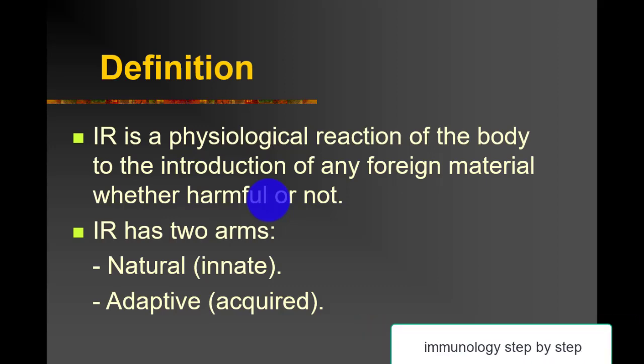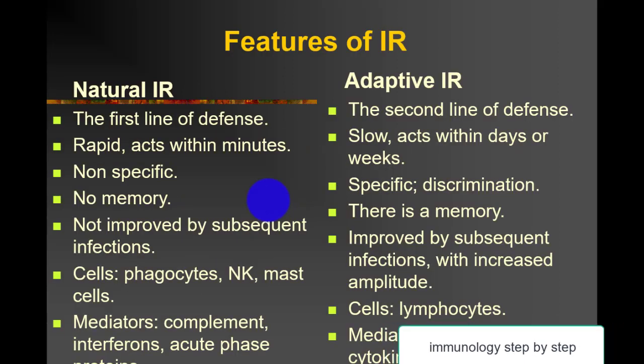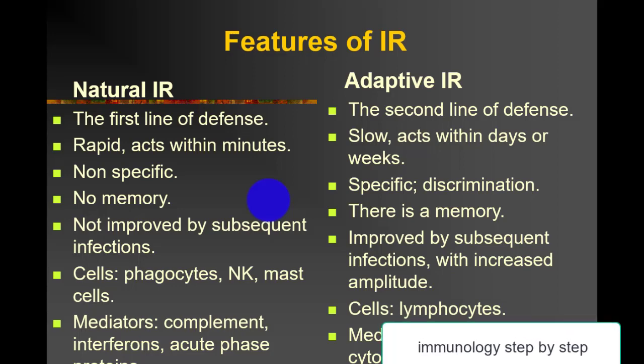The immune response has two arms: natural (innate) and adaptive (acquired). The difference between them: the natural immune response is the first line of defense. It is rapid and acts within minutes. The adaptive immune response is the second line of defense. It is slow and acts within days or weeks.